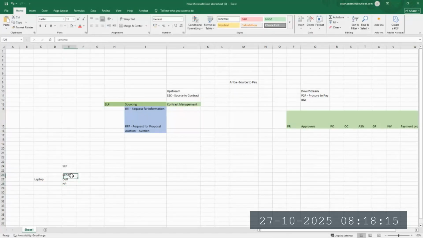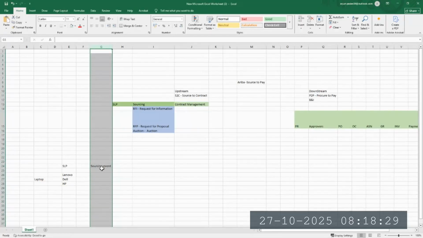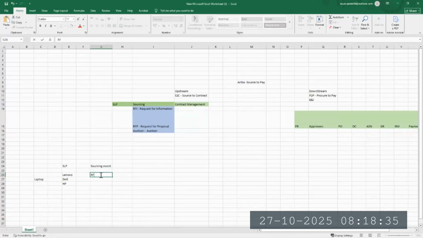The next step, once he is onboarded, he will create a sourcing event. In the sourcing event, first he will create an RFI, that is request for information. He will request information from the suppliers.